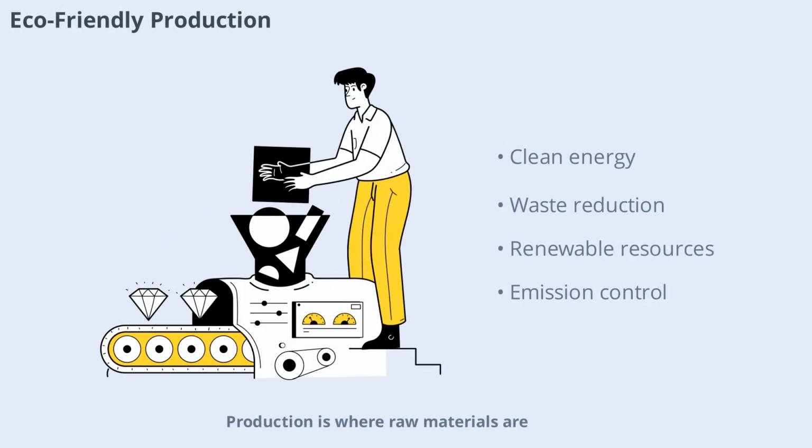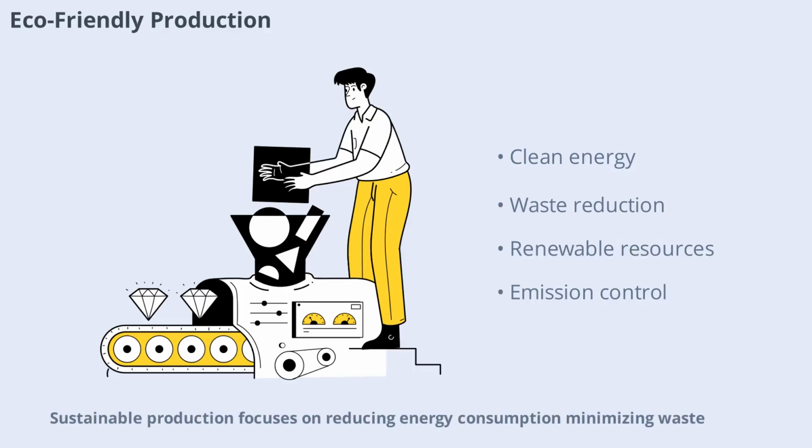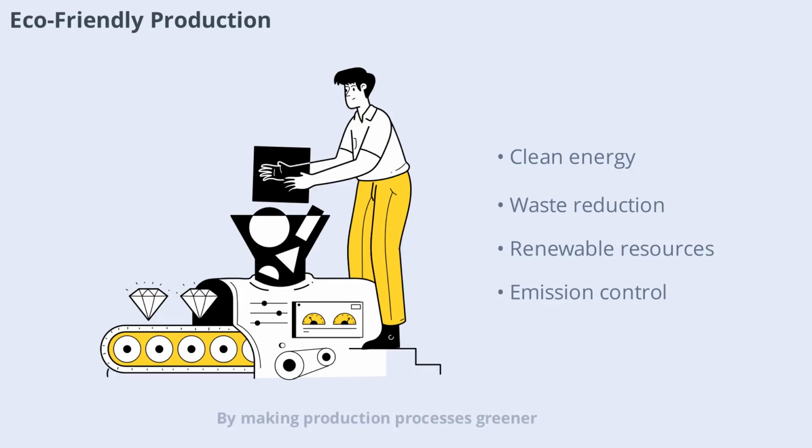Production is where raw materials are transformed into digital devices and infrastructure. Sustainable production focuses on reducing energy consumption, minimizing waste, and using renewable resources. Factories can adopt cleaner technologies, recycle water, and manage emissions to lower their environmental footprint. By making production processes greener, companies not only help the planet but often save costs in the long run. Now let's move on to the usage phase and see how users can contribute to sustainability.